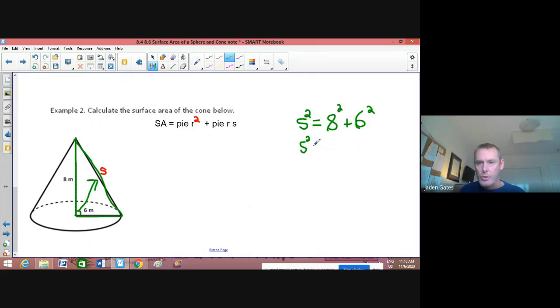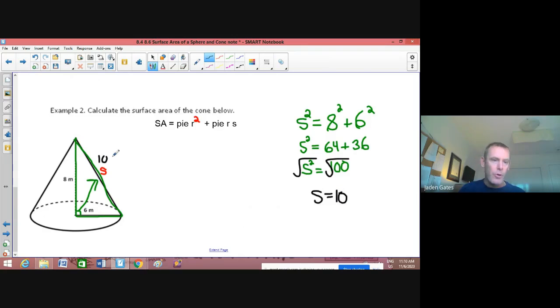All right, so I go and do some math here. S squared is equal to 8 squared, 8 times 8 is 64, plus 6 squared, which is 36, 6 times 6. I put those 2 together, 64 plus 36, 100. And again, I've got to get rid of the little 2. The only way to get rid of the little 2 is to square root, and the square root of 100 is 10. Kind of gave it away there. There we go. So I put it in there.